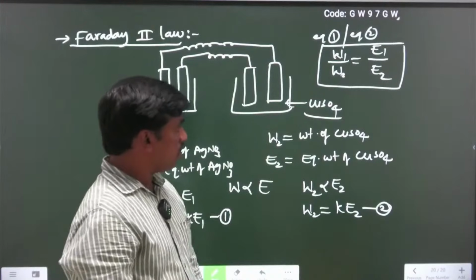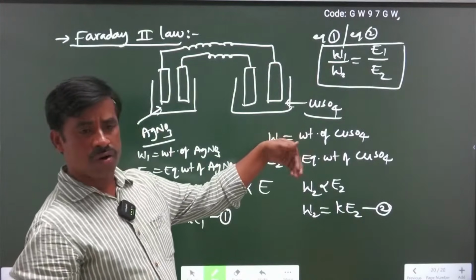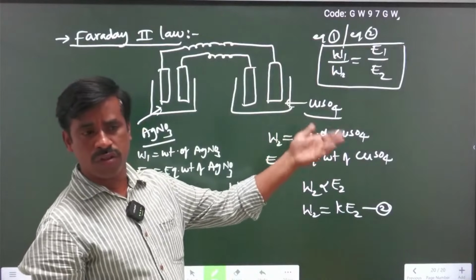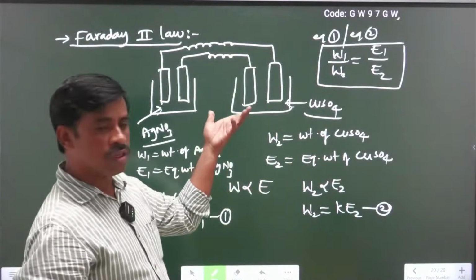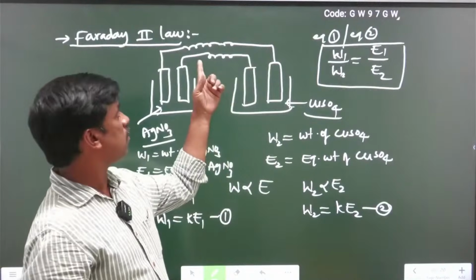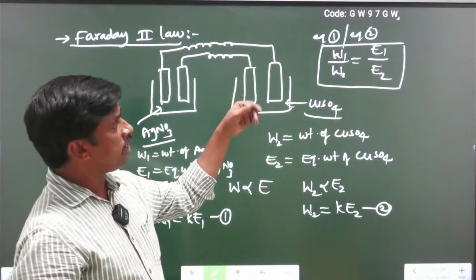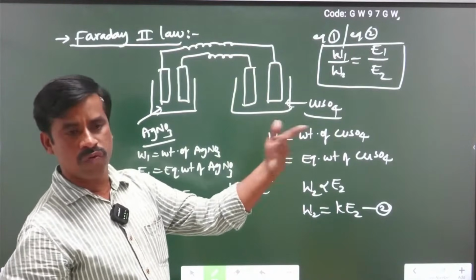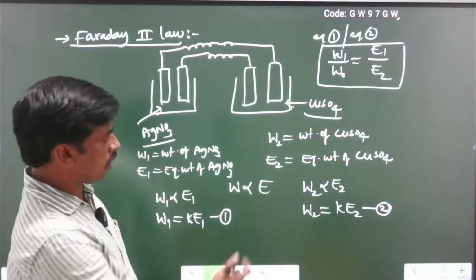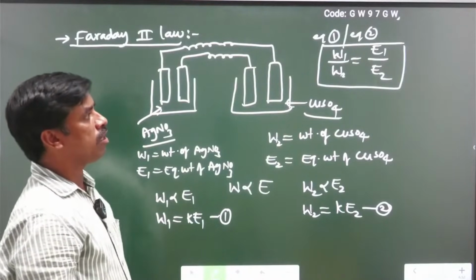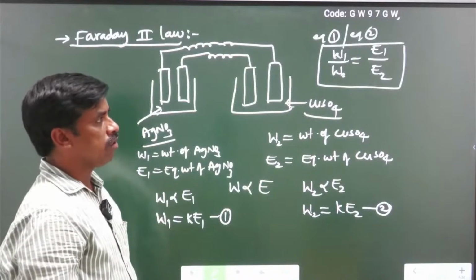Students, you can take a third or fourth electrolyte also. Here I am showing with two electrolytic solutions by passing the same quantity of current. If you take a third, fourth or fifth electrolyte, you get the same equations: W1 by W2 is equal to E1 by E2.